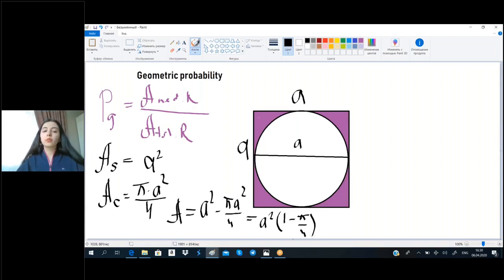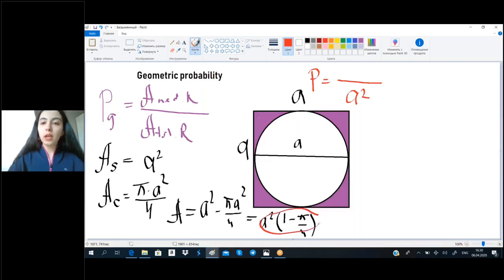So let's find the probability. The area of the total region is a squared. So probability equals, in the denominator we will write a squared. In the numerator we will write this one, a squared times 1 minus pi over 4. A squared and a squared will cancel out. We will get 1 minus pi over 4.